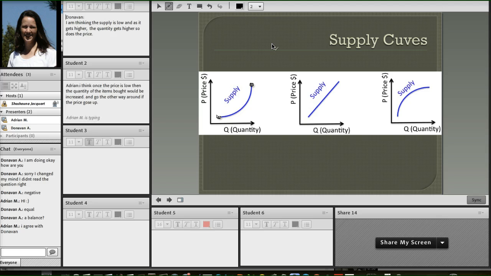Okay. And I'm thinking, Adrian, that if I'm understanding what you're saying, you're saying that if the price is low, then they ought to be selling more. And that's from the demand side, and we're going to look at that. Is that kind of what you're trying to say? I like that you're saying that because that's actually going to introduce our demand curve.